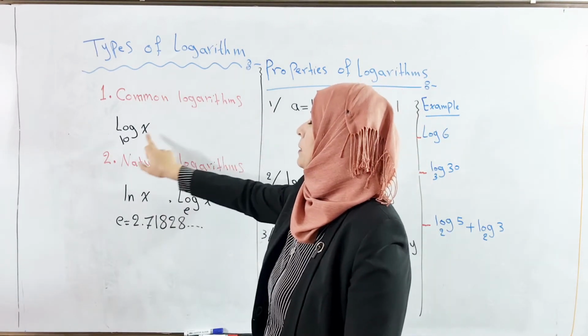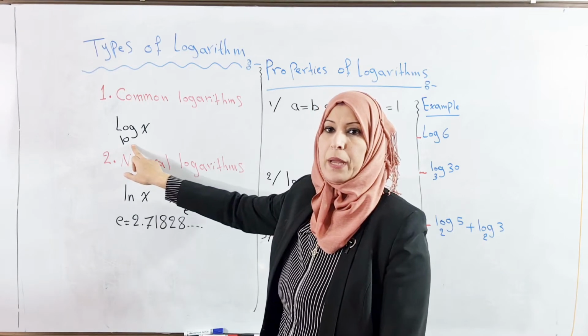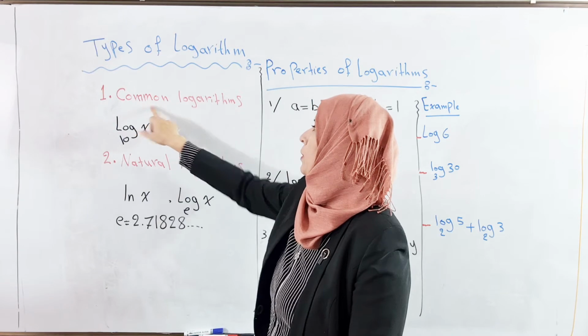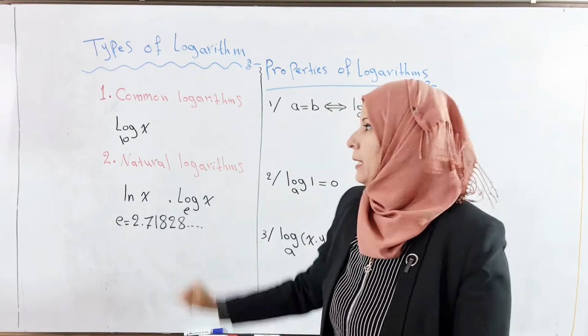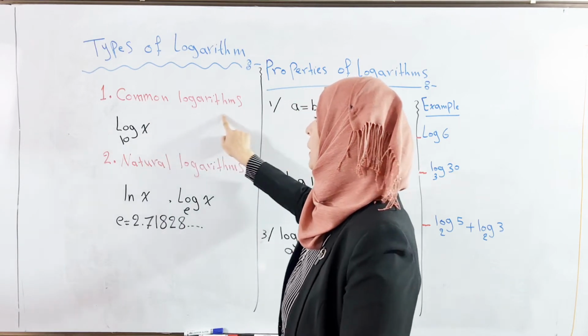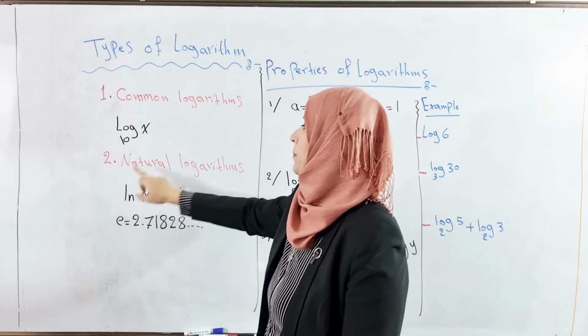Common logarithm is logarithm x for base 10. Any logarithm for base 10 we call it common logarithms. أي لوغاريتم للأساس يكون عندي 10 دائما نسميه اللوغاريتم common logarithm.